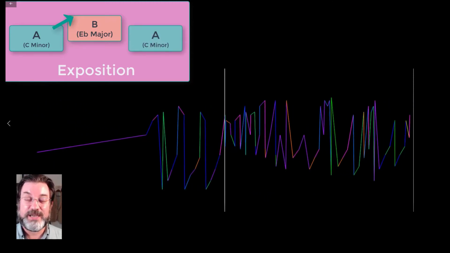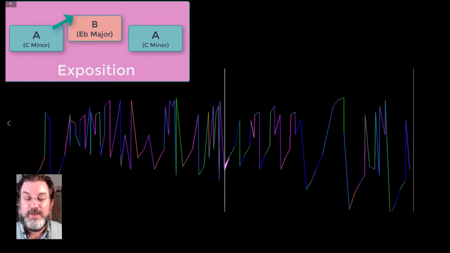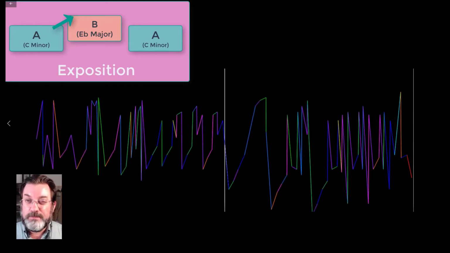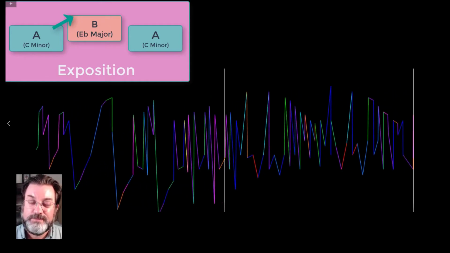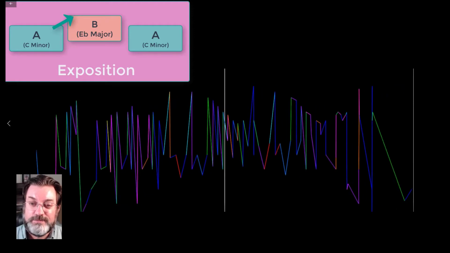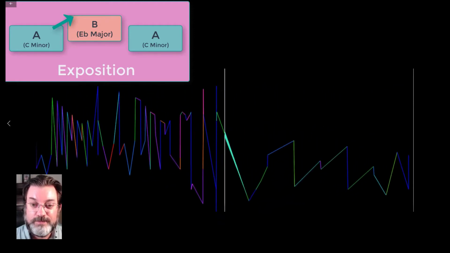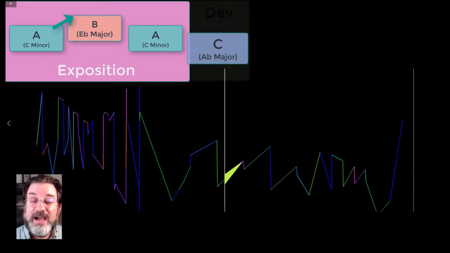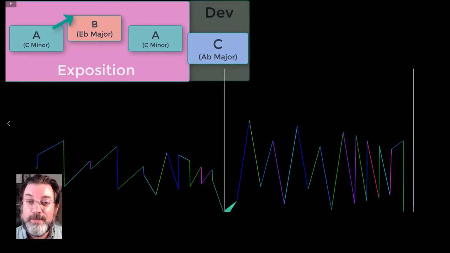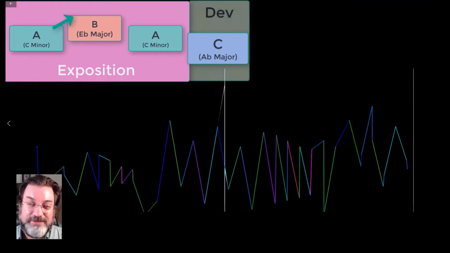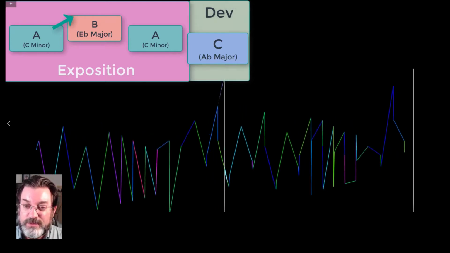So here we have the A section again in C minor. Typical rondo form so far, ABA. Let's keep listening. And now we have a completely new theme, a C, but it's in a new key also, A flat major. And it stays fairly solidly in A flat major.